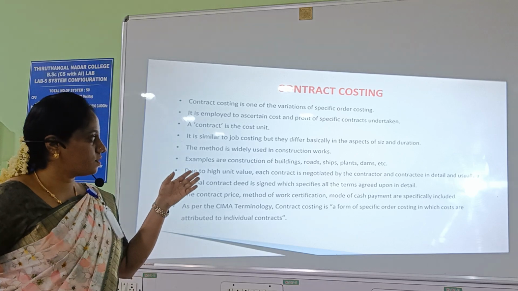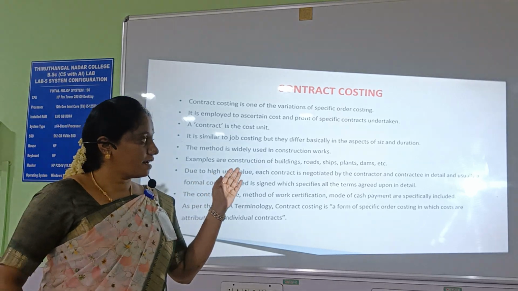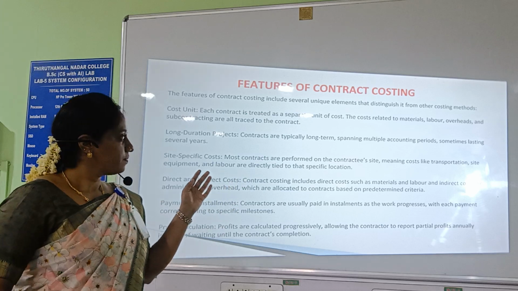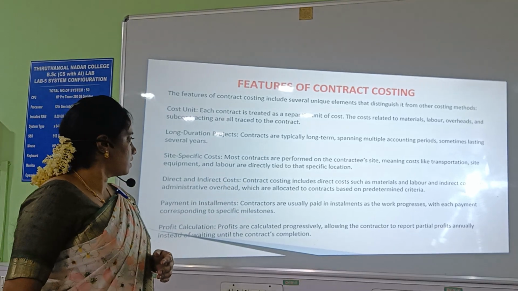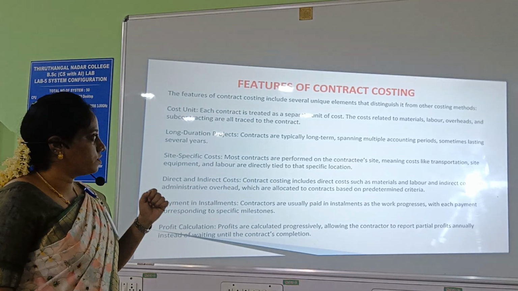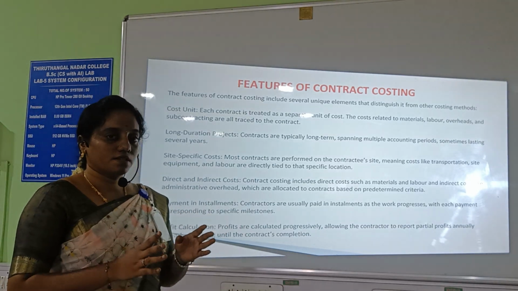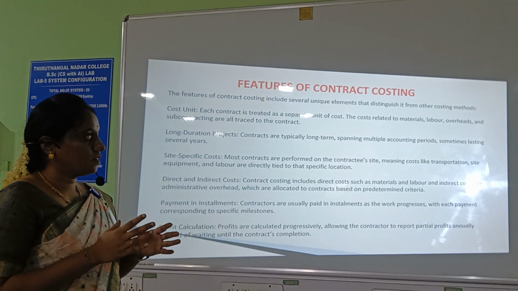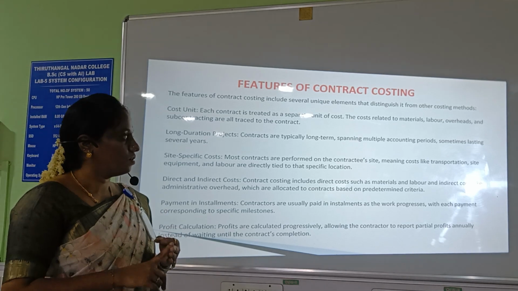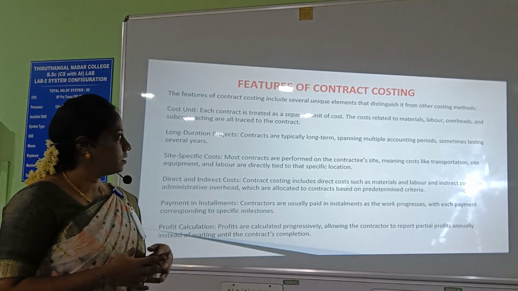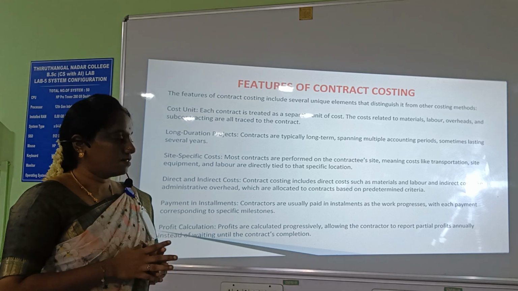It is similar to job costing, but they differ basically in the aspects of size and duration. Features of contract costing. So first one is cost unit. Each contract is treated as a separate cost unit, and these costs relate to material, labor, overheads and other subcontracting are all traced to the contract itself.